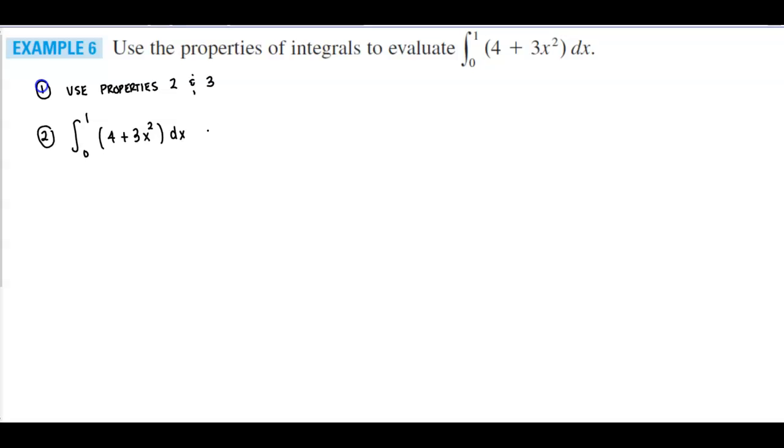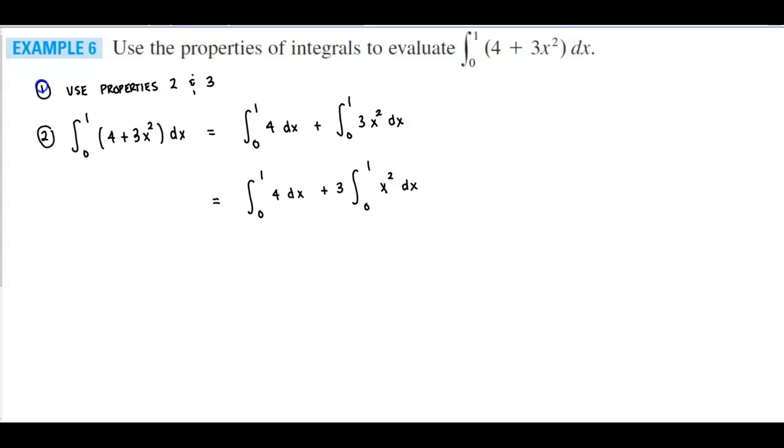Okay, and so we're going to separate them with the addition. So we have an integral going from 0 to 1 of 4 dx plus the integral going from 0 to 1 of 3x squared dx. Okay, and then in the second integral, we're going to factor out the 3. So now we have the integral from 0 to 1 of 4 dx, and then we factor out the 3, and it's going to go from 0 to 1 of x squared dx.